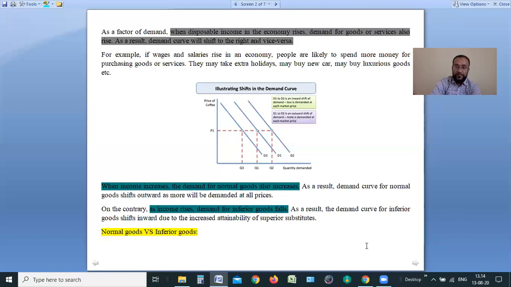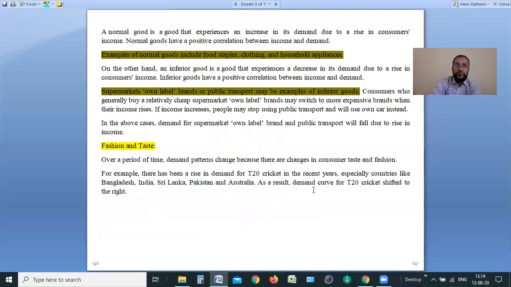Now let me define the normal goods and the inferior goods with examples. A normal good is a good that experiences an increase in its demand due to a rise in consumers' income. Here income means the disposable income. Normal goods have a positive correlation between income and demand. It means if income increases, demand will also increase, and if income decreases, demand will also decrease. Some examples of normal goods are food staples, clothing, and household appliances. That means if income of the people increases, they'll purchase more of these goods, and vice versa. If income falls, they'll purchase less of those goods.